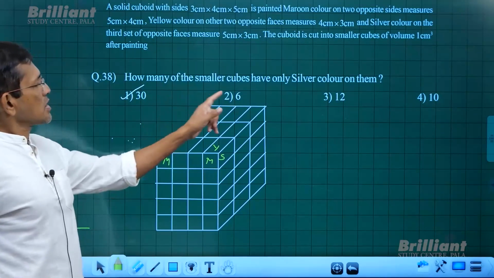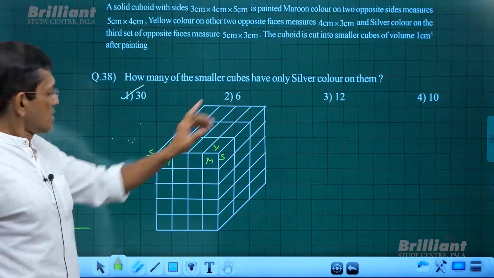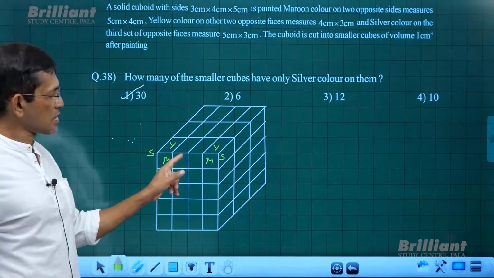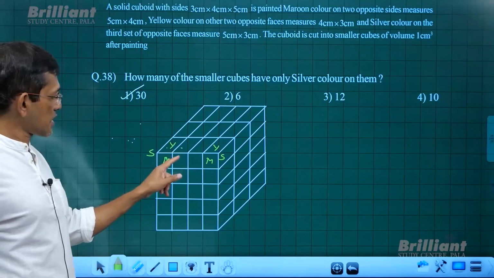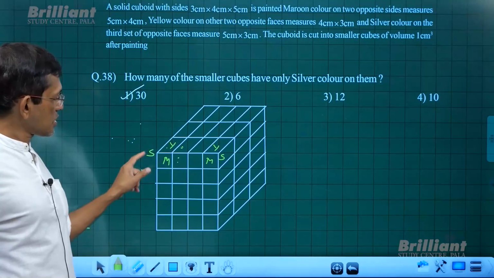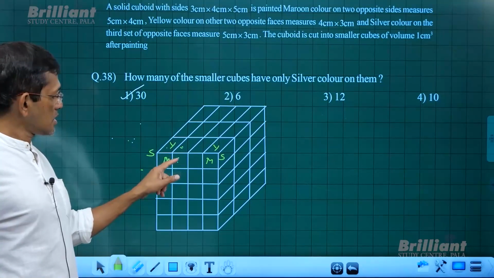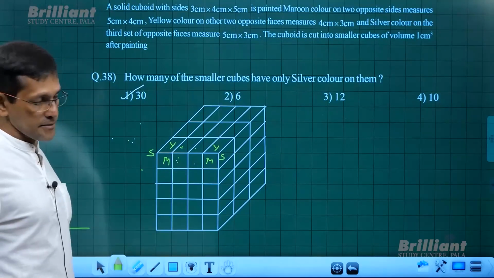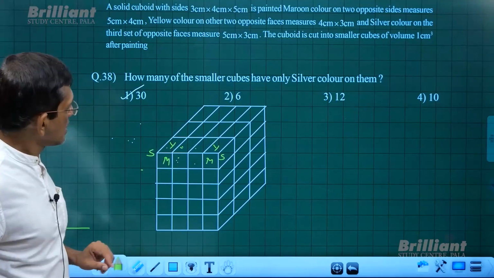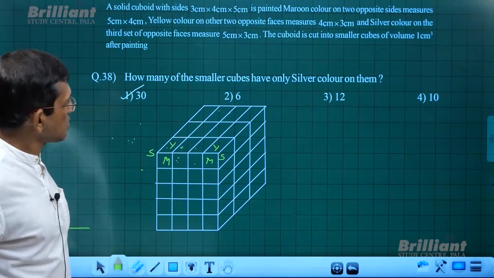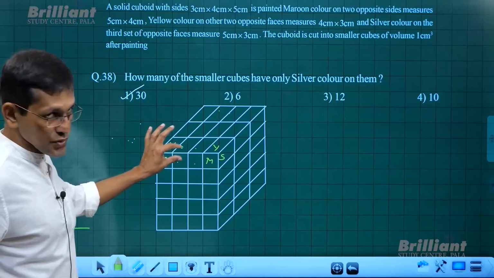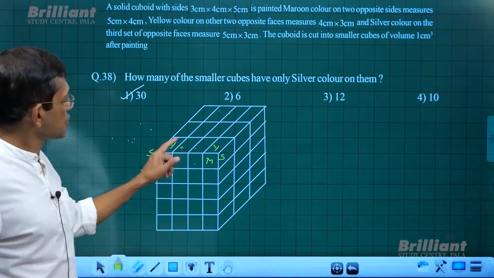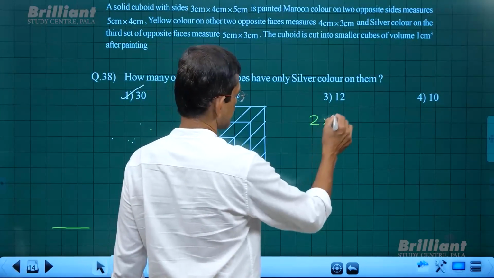The question, how many of the smaller cubes have only silver color on them? That question we have done. This one is exactly 2 colors. We look at the edges, and on this edge we have 2 different colors, maroon and yellow. The corner cube has 3 different colors. So we are looking at these 2 edge cubes, not the corner cubes. Corner cubes we don't need to consider. So we have 2 of them here, and another 2 here. How many such edges do we have with exactly 2? This edge, and similarly at the bottom there are 2 more edges. So 2 into 4.